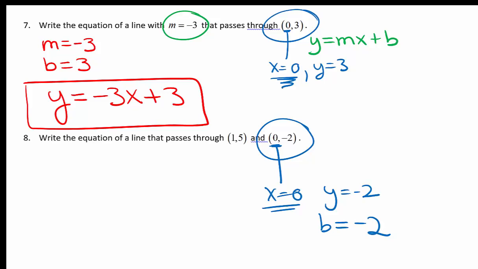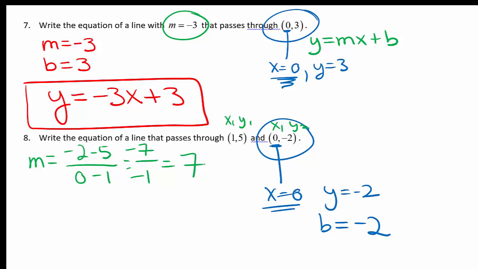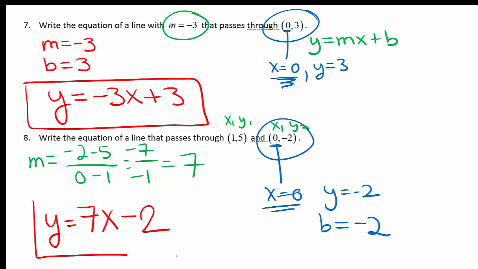They don't tell us what the slope is, but we have a slope formula that says we can take our change in y over our change in x. My change in y is -7, my change in x is -1. That divides to give me a +7. So m is 7, that means y equals 7x, and b is -2, so y equals 7x minus 2.